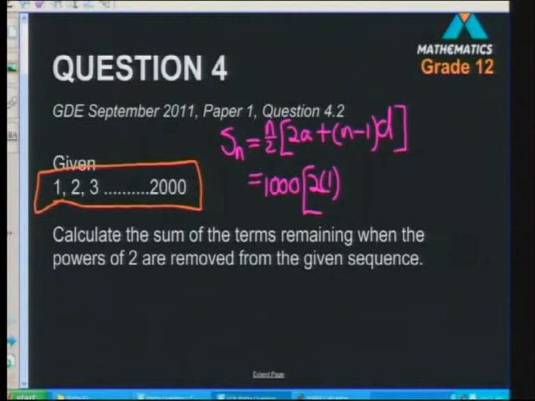Now there's going to be 2,000 terms, right? So that's going to be plus 2,000 minus 1. Yes, that's right, 1,999 times the common difference, which is? 1. Okay. So let's calculate that first, and then we'll have a look at the rest.